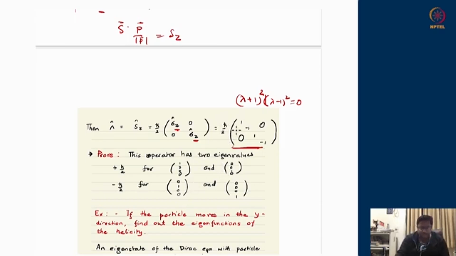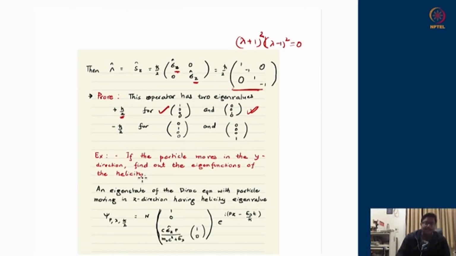You can clearly verify, you can check that this state 1, 0, 0, 0 is an eigenstate of this operator with eigenvalue h bar by 2. Similarly, the eigenstate 0, 0, 1, 0, the third element being 1 and all other elements being 0, is also an eigenstate of the same operator with eigenvalue h bar by 2.